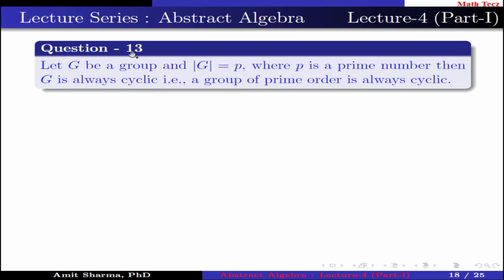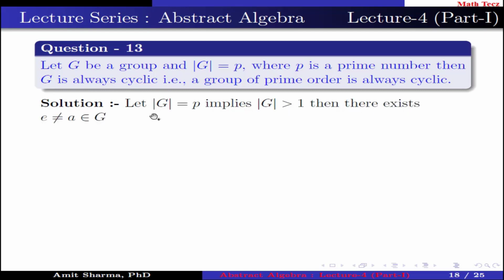Question number 13. Let G be a group and order of G is P, where P is a prime number. Then G is always cyclic, that is, a group of prime order is always cyclic. Let order of G is P, implies order of G is greater than 1. Then there exists an element A which is not equal to identity belonging to G, such that order of A divides order of G, implies order of A divides P, implies order of A is 1 or P.